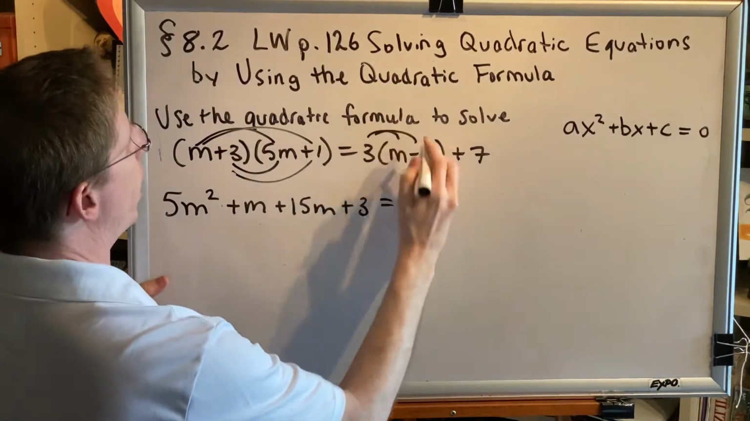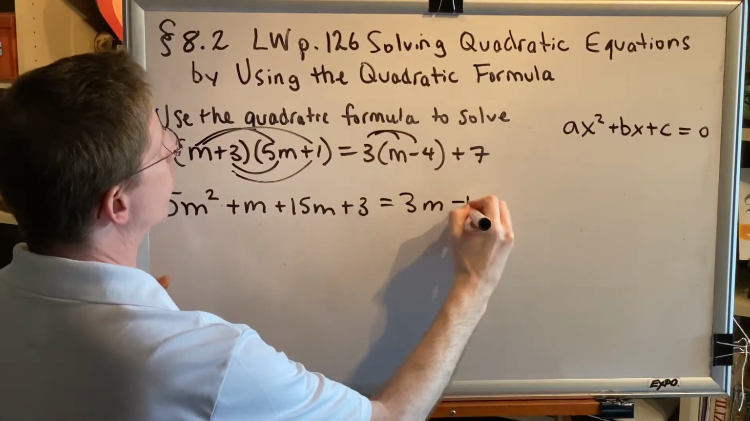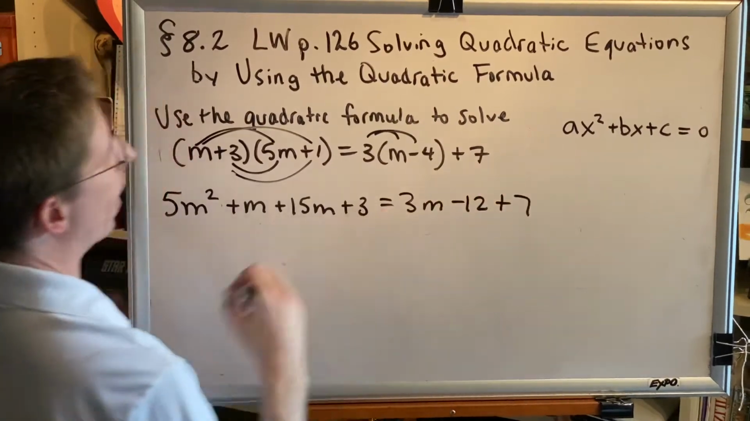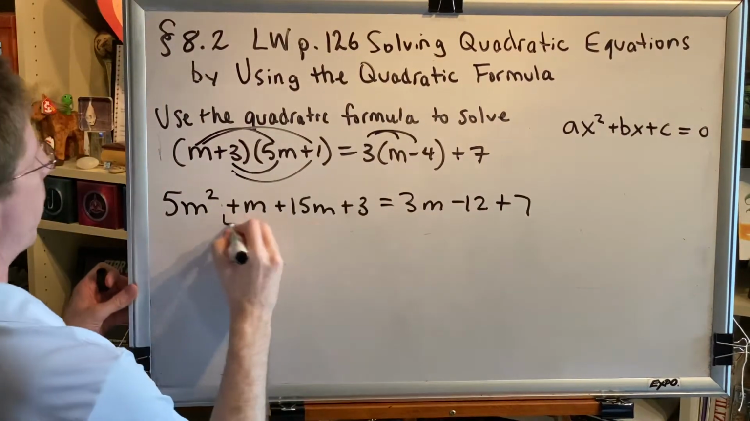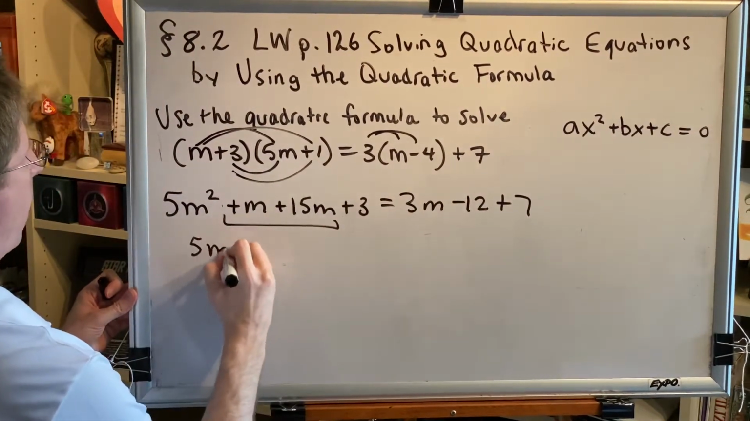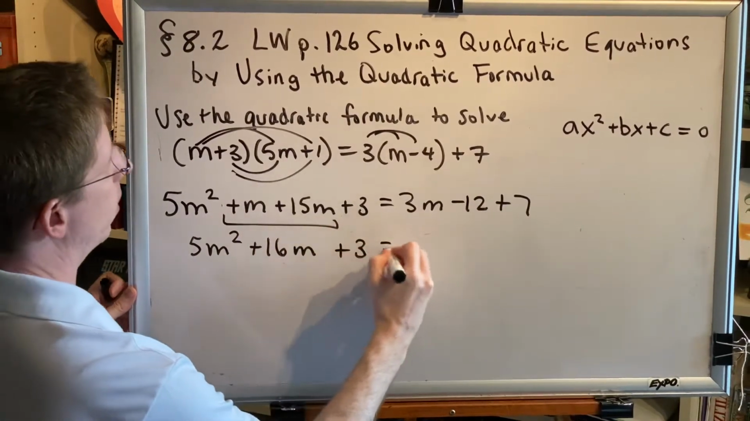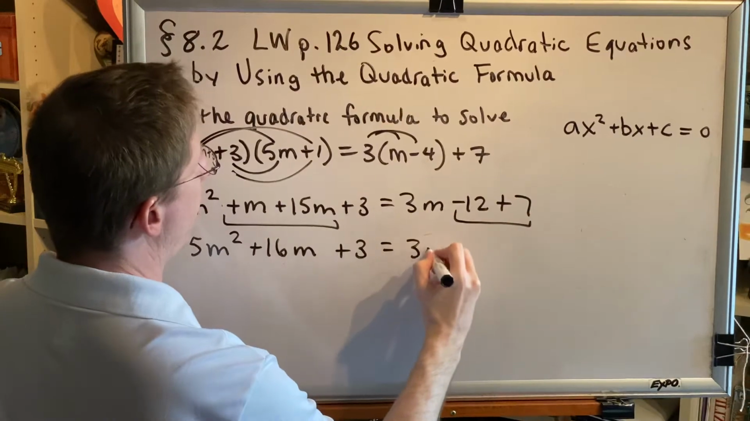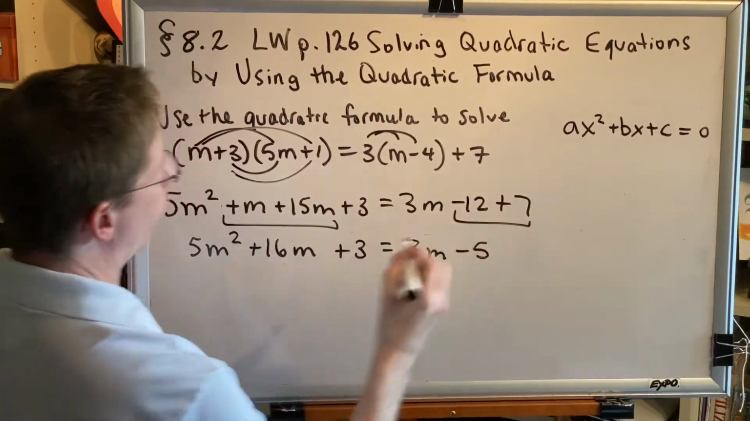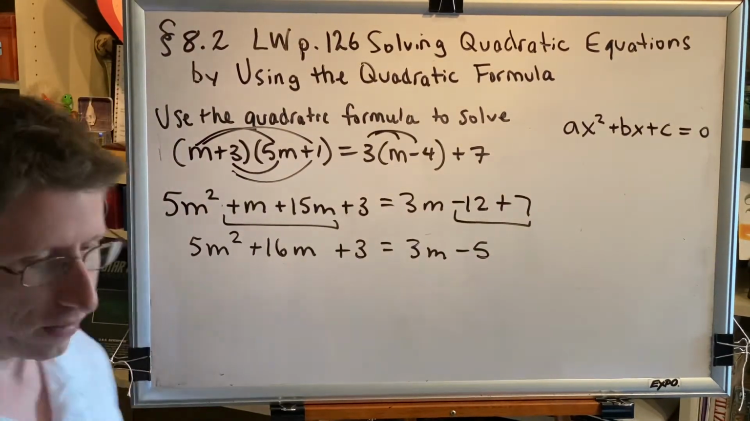We'll distribute on the right. We get 3m, subtract 12, and then bring down the plus 7. All right, let's combine our like terms. 5m squared plus 16m plus 3. And over here we have 3m subtract 5. All right, so all the parentheses are gone.